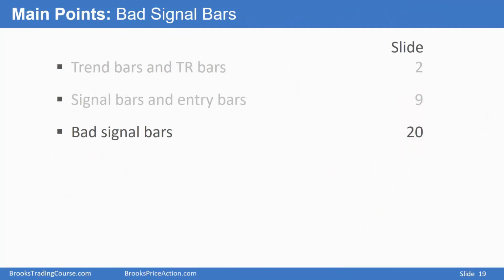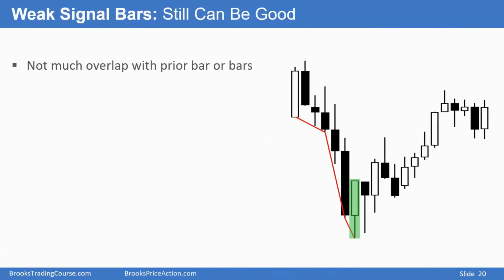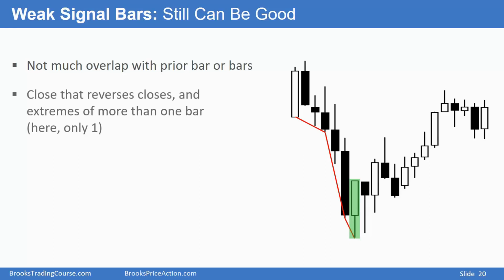I now want to talk a little bit about bad signal bars. A weak signal bar can still be good. It can still lead to a good trade. Ideally, you don't want to see too much overlap with the prior bar or bars. Ideally, you'd like to also see a close that reverses several other closes. In other words, if you're looking to buy, you would like the signal bar high to be above certainly the close of the prior bar, but preferably above the close of several prior bars.